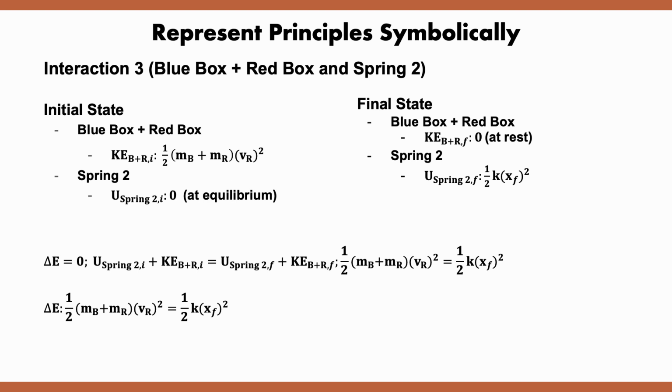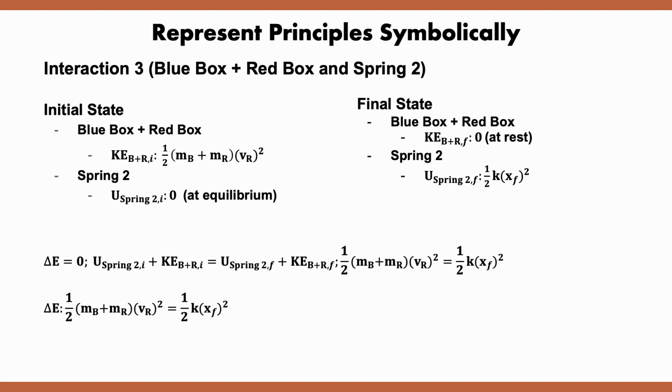We can also model this interaction with equations. Initially, the blue box plus the red box are moving, so they have the combined kinetic energy of 1/2 times mb plus mr together times vr squared. Spring 2 is originally at equilibrium, so it has zero spring potential energy. However, the blue box plus red box eventually hits the spring. This causes them to stop moving, making their kinetic energy zero.